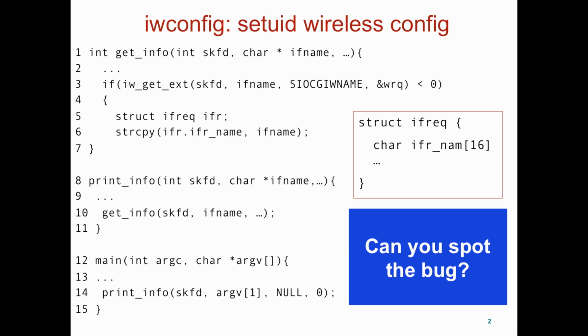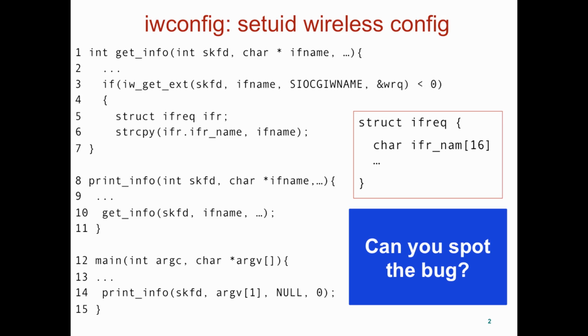This is a buggy program called iwconfig. It's found on many Linux systems. It's used to associate a wireless card to an access point, among other things. It's set UID root, which means it runs with super user privileges. And it's vulnerable to a typical security problem. Can you spot the bug?